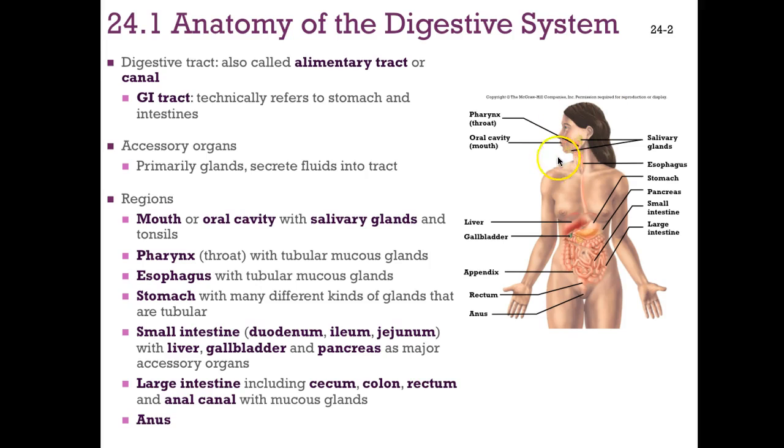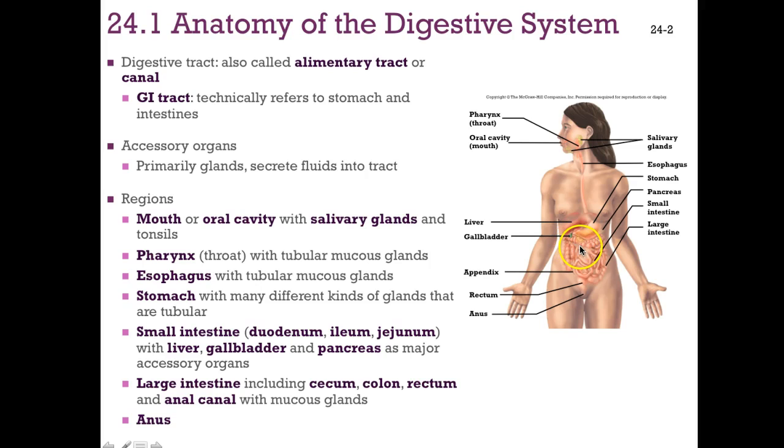And then we continue down the esophagus, where we also have some tubular mucus glands, and that will take us down to the abdomen where it'll connect with our stomach. And we have a ton of different glands in here that we'll discuss that are going to be tubular as well. From there, we'll move into the small intestines.